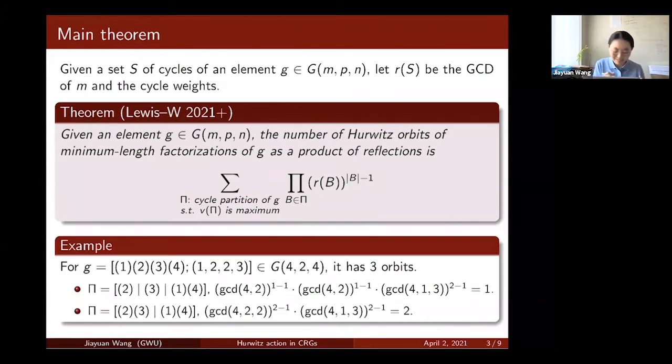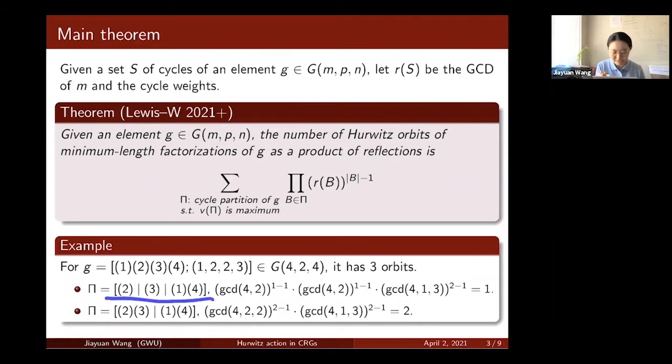And one example is this. This is the example we have seen in the pre-seminar, the diagonal element in G(4,2,4). Earlier in the pre-seminar, we showed that this element has two cycle partitions that have the maximum value. So we know all the possible orbits will correspond to these two cycle partitions.